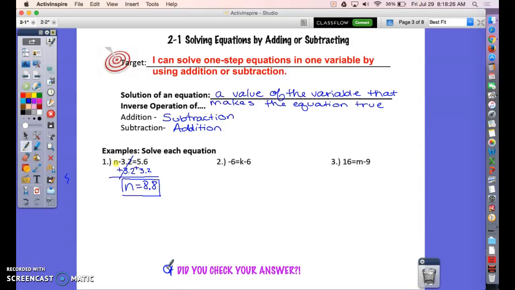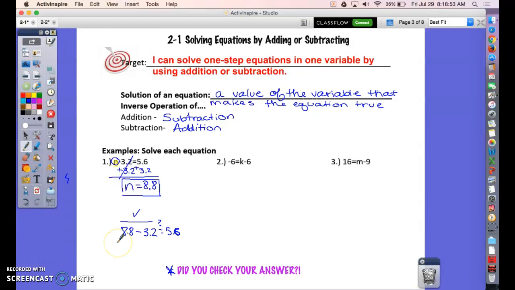Always check your answer. So you should never miss any of these problems, because all you have to do is plug in your answer and see if it works. See if the equation comes out to be true. If I put 8.8 in where I had n, 8.8 minus 3.2, I am checking. I am actually making sure that this does equal 5.6.